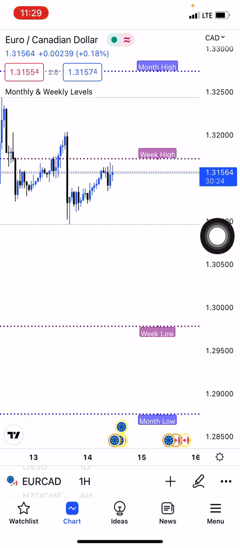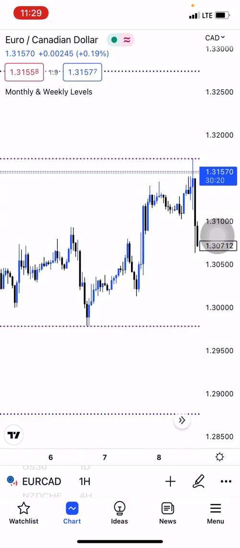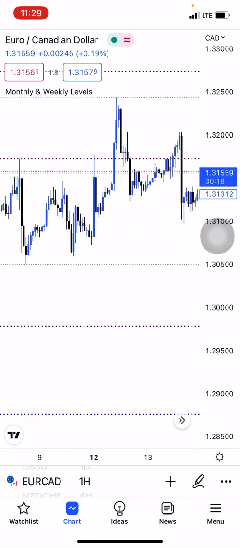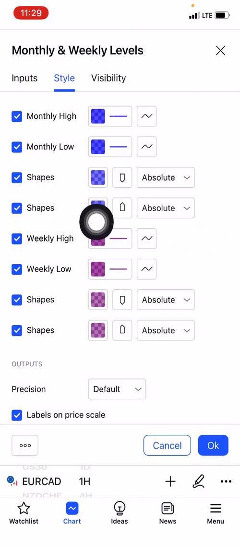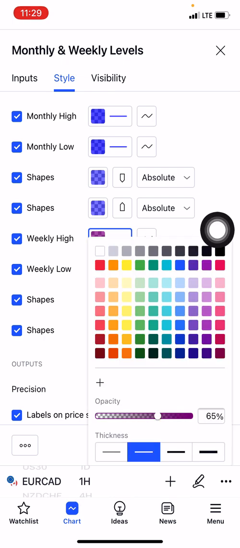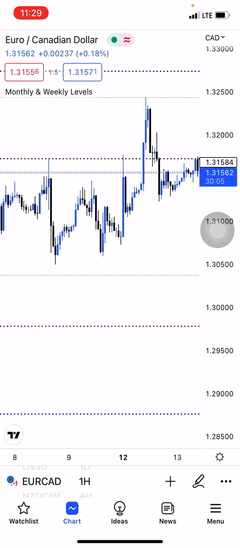So my target was for price to come to a certain level, then I'd be able to take the trade. This is how it looks. Let's go to the settings, and you see these are the settings. As you can see, you can even adjust them and give them whatever color you want. You pick whatever benefits you. So guys, this is what I wanted.